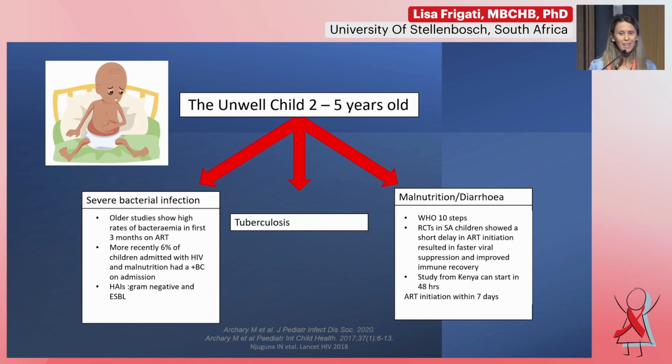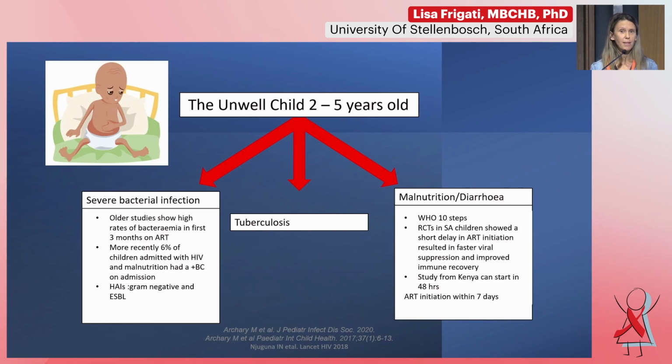Okay, so the second presentation is a child who's more of a toddler or older child between 2 to 5 years old. They often present with severe bacterial infections, tuberculosis, which I'll speak about a bit later, or malnutrition and diarrhea, and again, they can have an overlapping presentation.